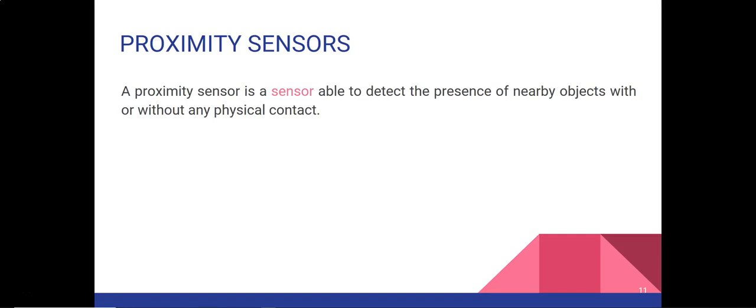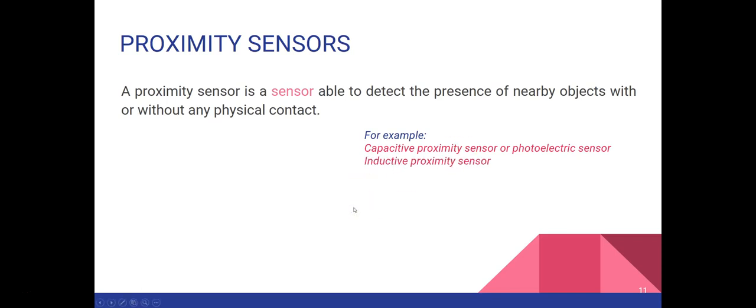And there are different proximity sensor targets which demand different sensors. For example, a capacitive proximity sensor or photoelectric sensor might be suitable for a plastic target. And then we have the inductive proximity sensor, which always requires a metal target.